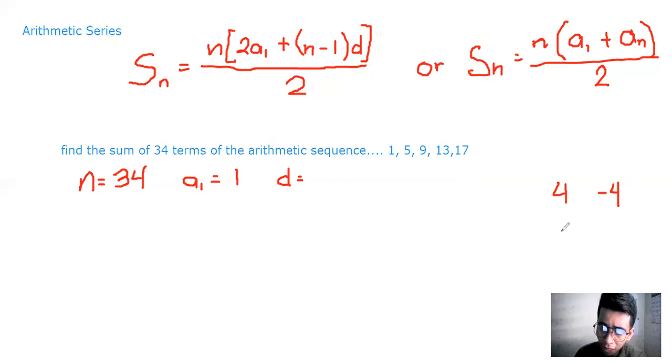Ang difference is 5, nagiging negative 5 yung difference nila. So, be careful tayo sa paglalagay ng positive or negative sign, okay? Dito, what is the common difference nila? Para malaman mo yung common difference, itong second term, i-minus mo sa first term. 5 minus 1, so 4.